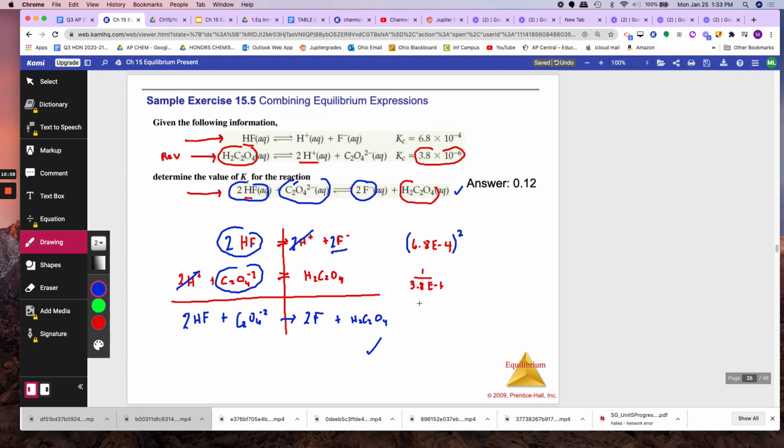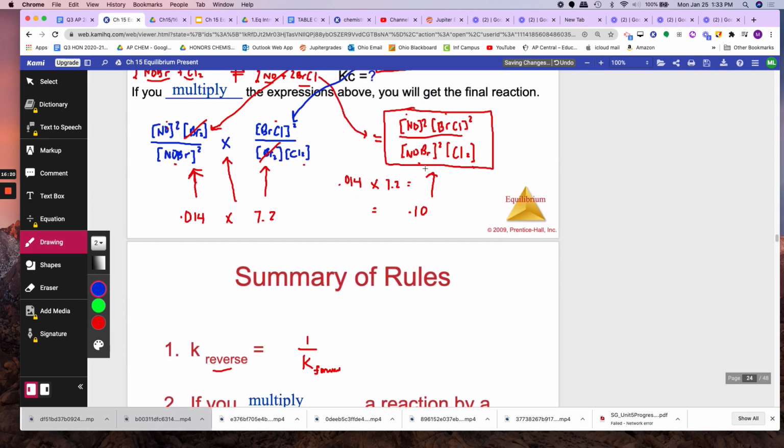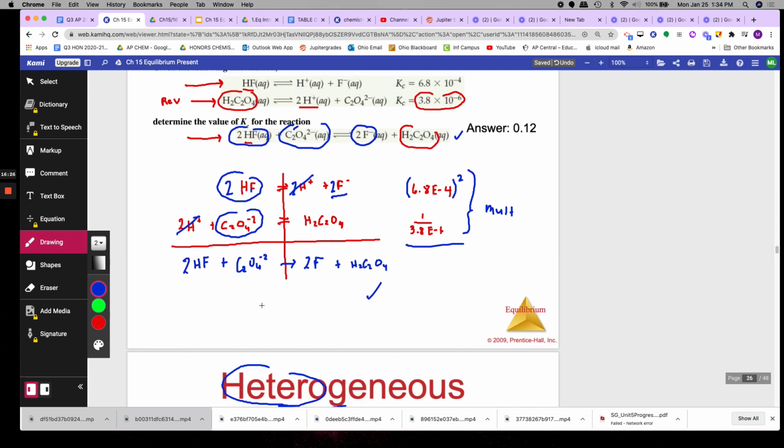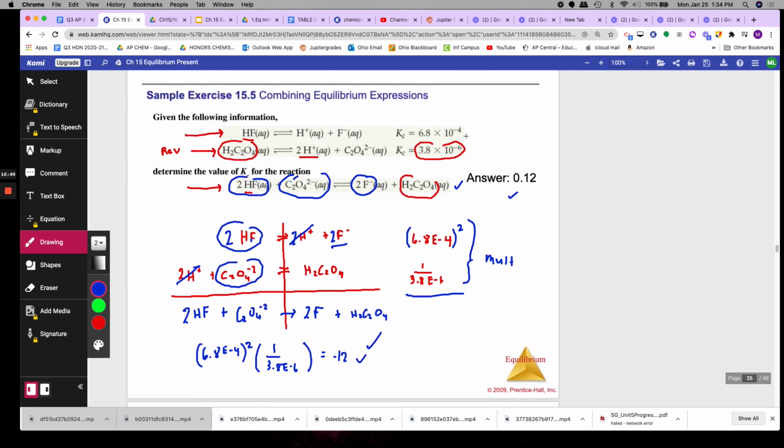Determine the value of Kc. To get the final Kc, what must I do to these two numbers? I must multiply them. Because that's what we did over here. We multiplied the numbers when we added the reactions, okay? So the final answer would be 6.8 e negative 4 squared, that's the first reaction, multiplied by 1 over 3.8 e negative 6, that's this right here, and you should get 0.12, and that's the correct answer.